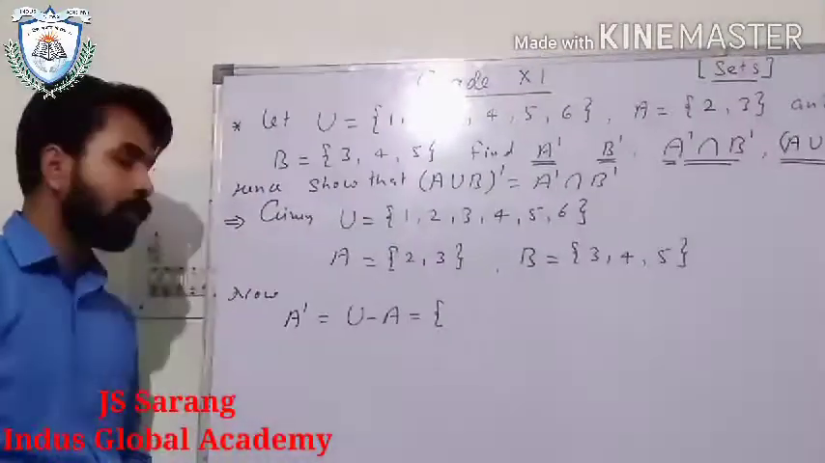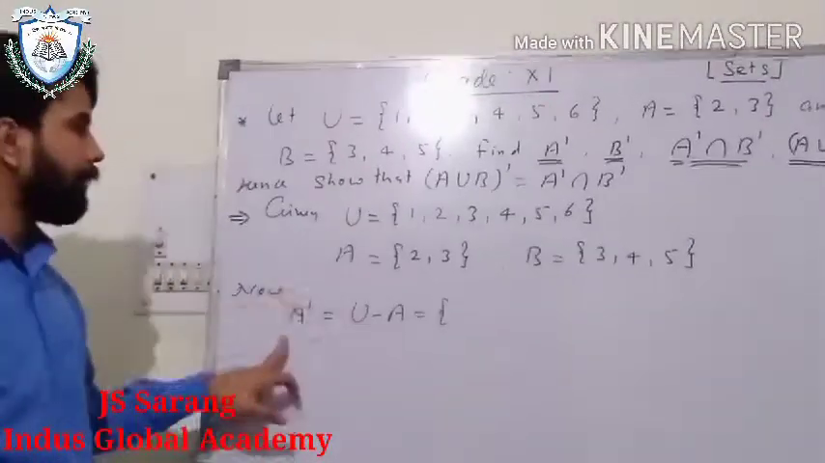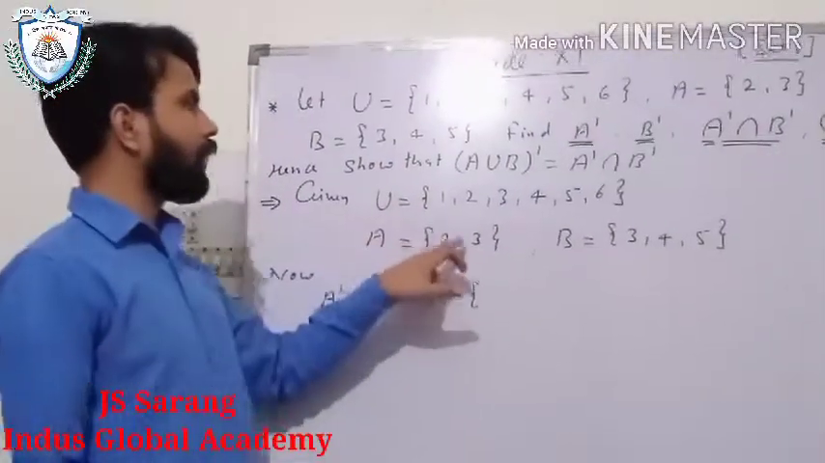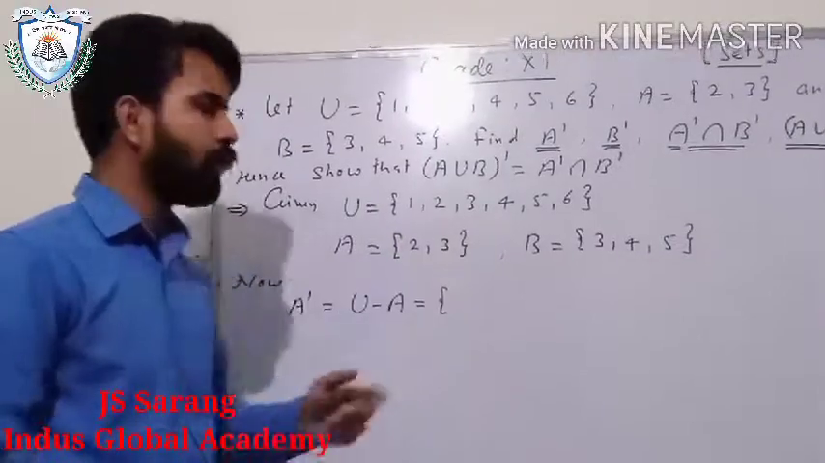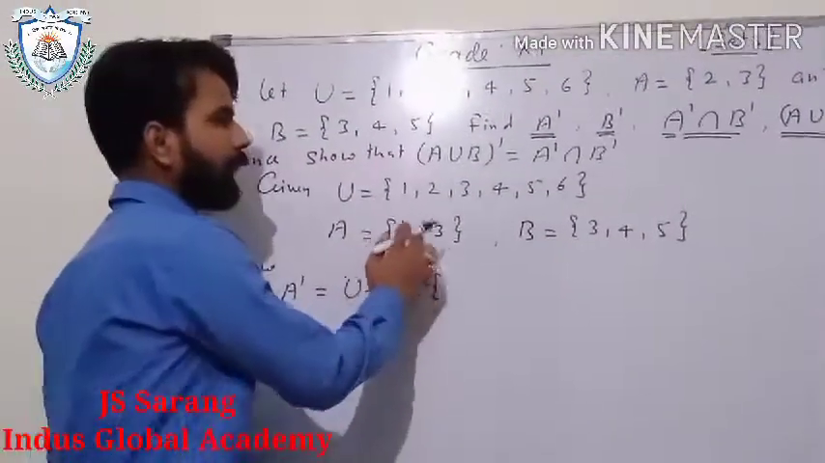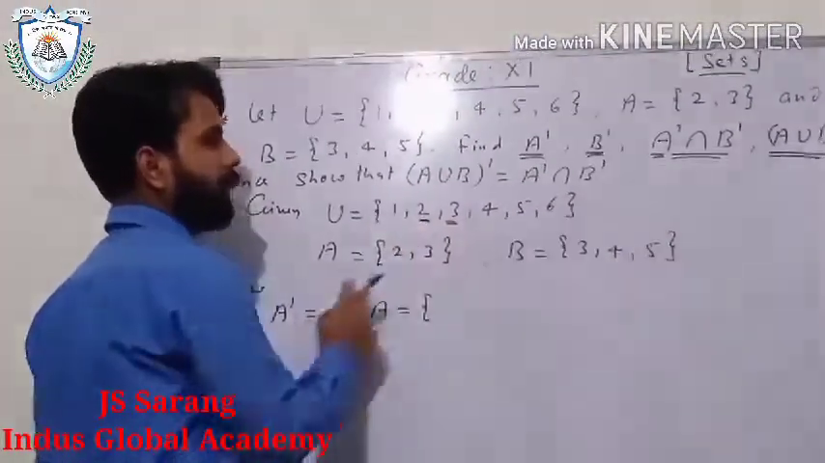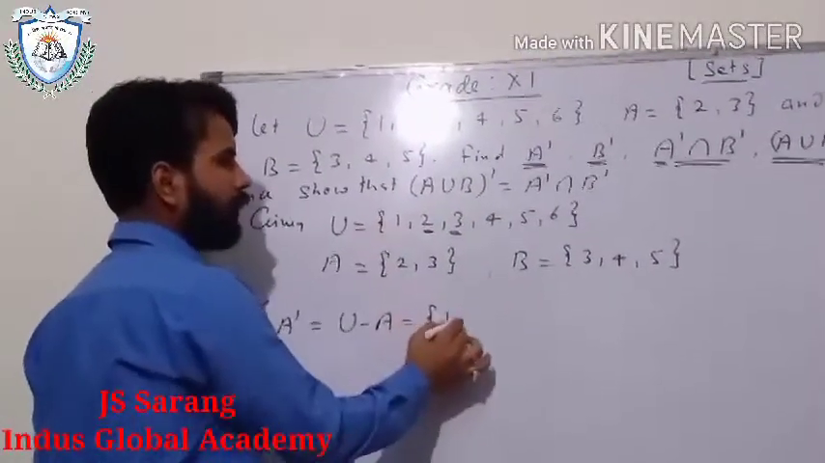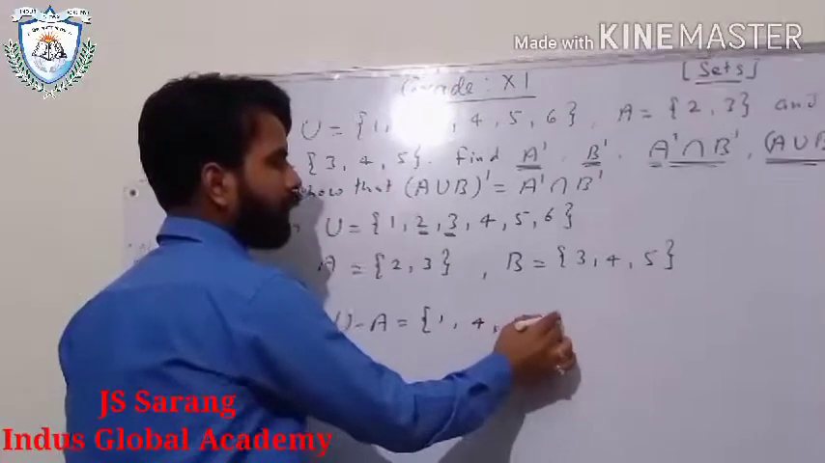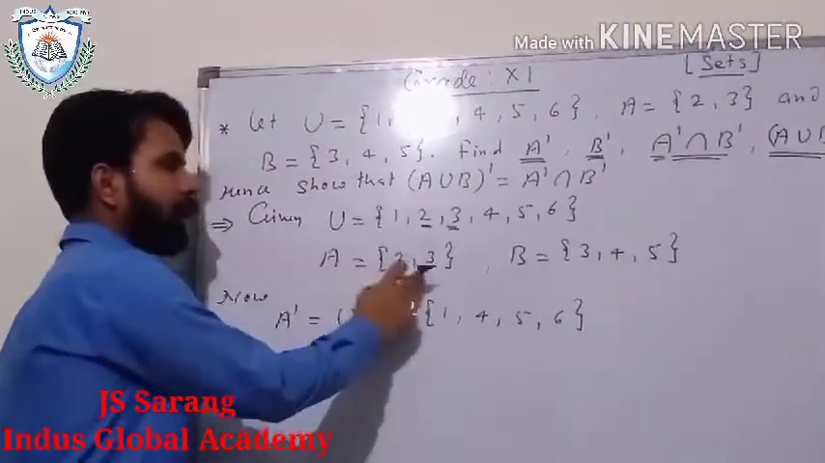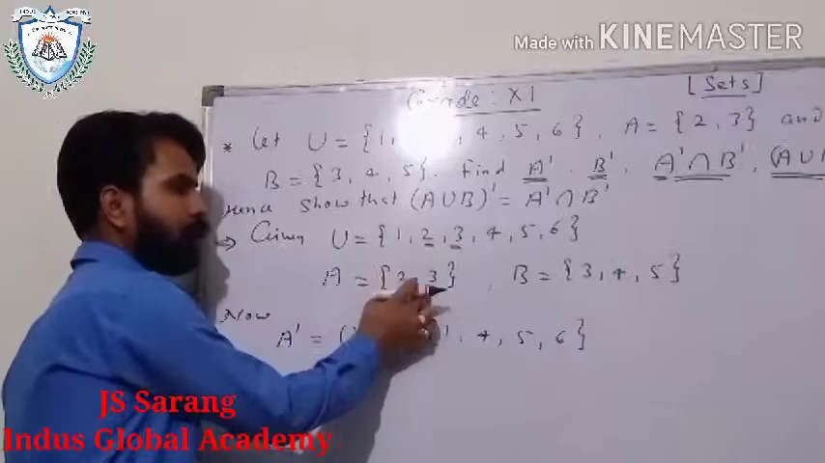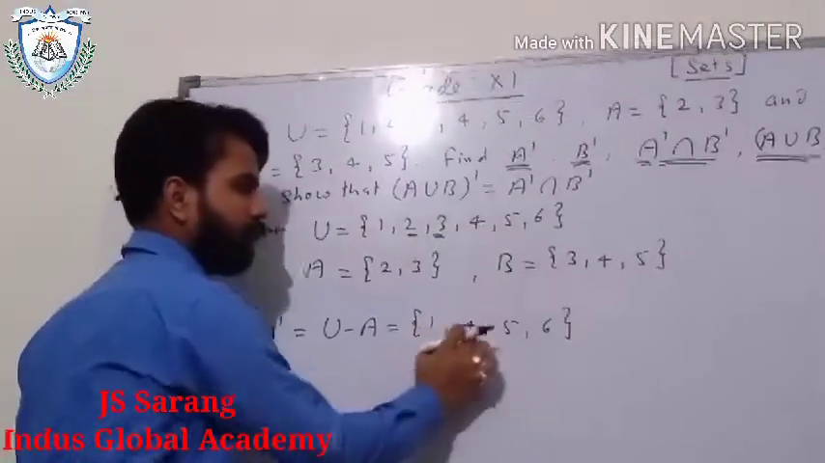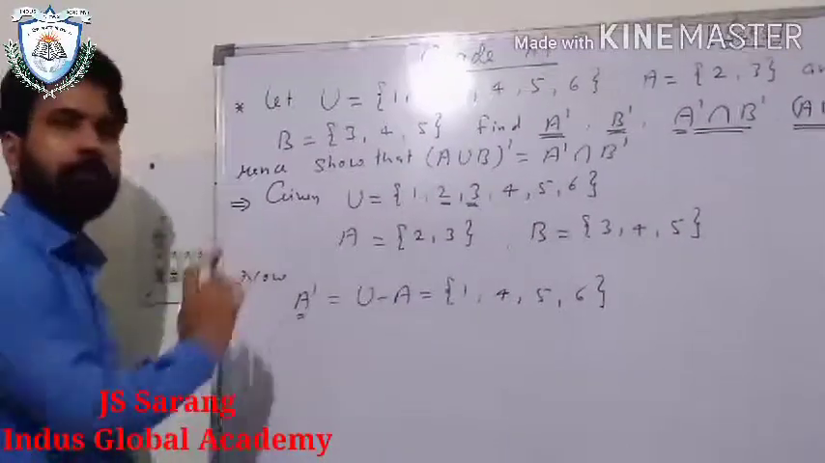So what do we have to do? For finding A complement, we will subtract all the elements of A from U. Means we will have to remove all the elements of A from U. So what are the elements of A? 2 and 3. So this 2 and this 3 will be removed from the universal set. So what is left? 1, 4, 5, 6. This is the A complement.